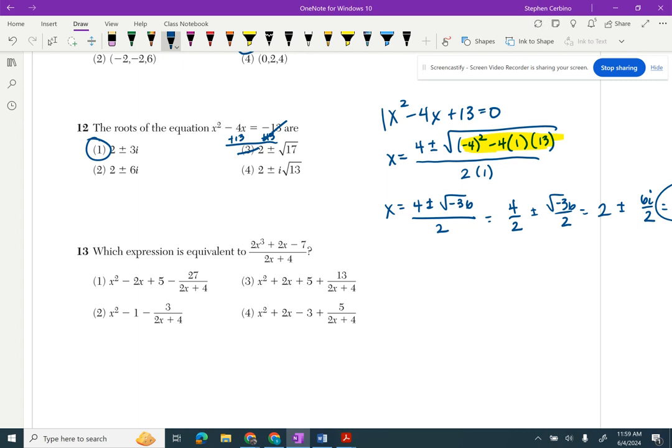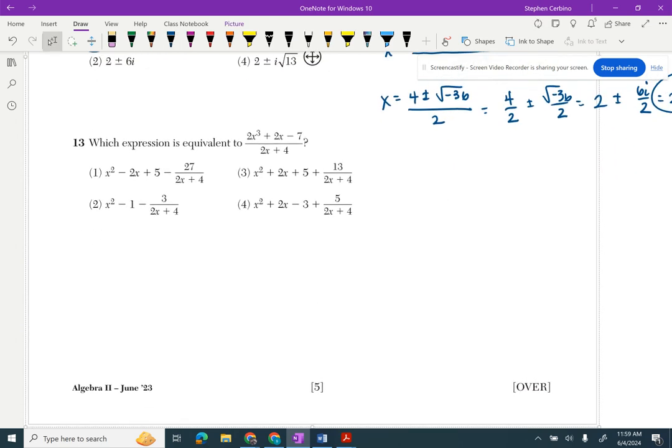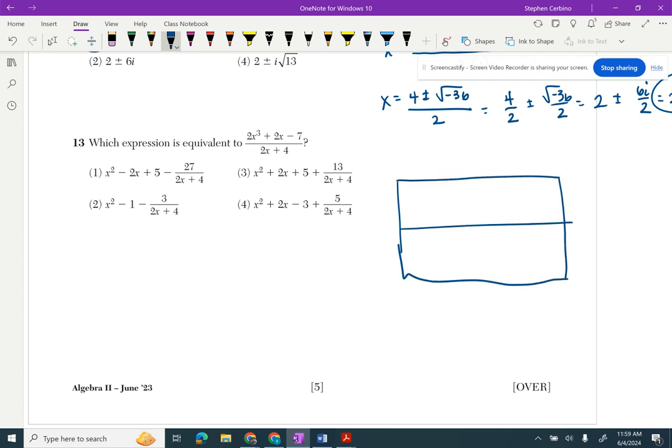Number 13 asks us to do some division. So we can go through and divide this. How do I know it's division? If I look at my choices, it's all a quotient plus or minus some type of a remainder divided by 2x plus 4. So I'm going to make some boxes. I'm dividing by 2x and 4. I'm trying to recreate this.